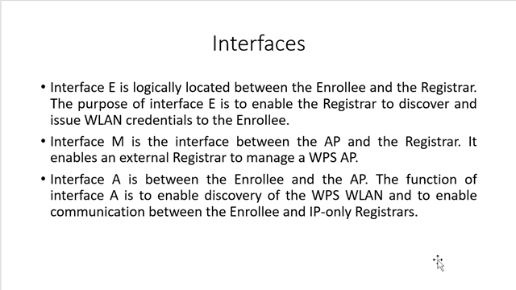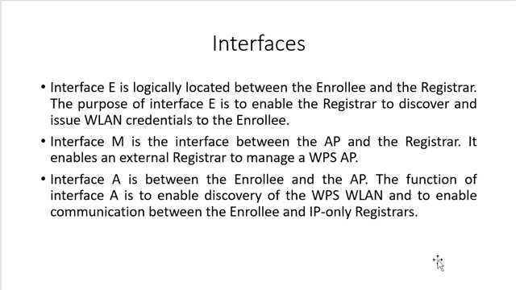Interface E is logically located between the enrollee and the registrar, as we saw in the previous slide. The purpose of interface E is to enable the registrar to discover and issue WLAN credentials to the enrollee. It's very easy to understand, right? Coming to the second interface M, this exists between the AP and the registrar. Its purpose is to enable an external registrar to manage a WPS AP. So this comes into the picture when the registrar is external.